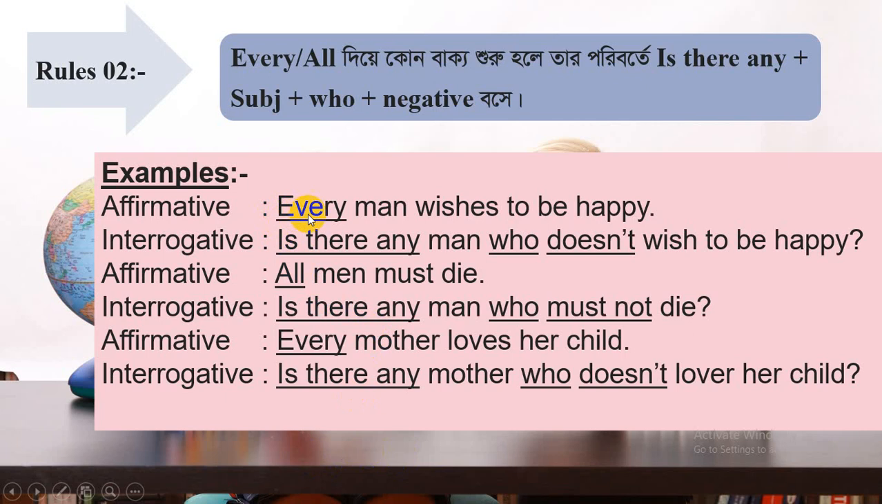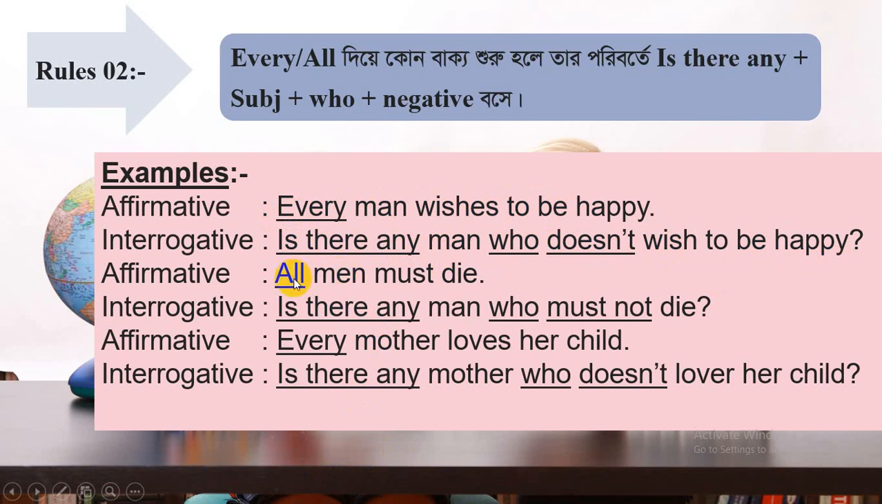So the first one, affirmative: Every man wishes to be happy. In replace of every, we have to use is there any man who, then come to negative, that means doesn't wish to be happy.